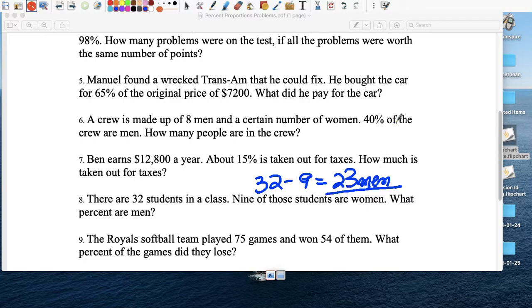¿Qué porcentaje es esto? So what percent is that? 100%. Here is part and total. So how many people in this class? There are 32 people. Hay 32 personas en la clase. How many men? 23 men. Is that right? Yeah, 23 men. So what's the percent? ¿Cuál es el porcentaje?